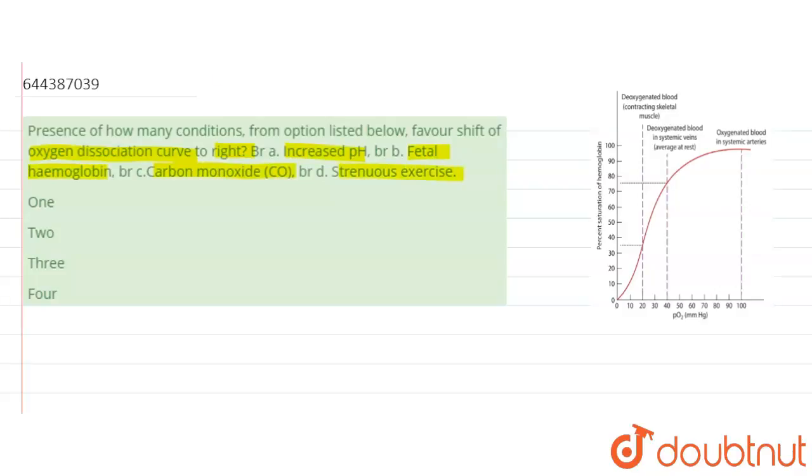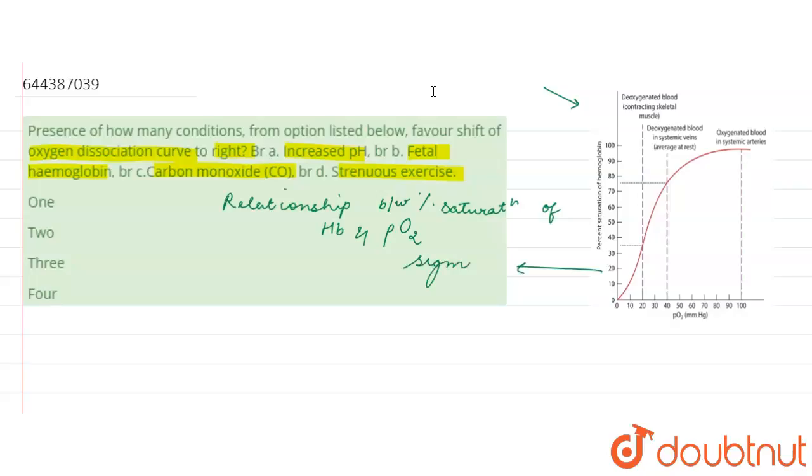Alright, so oxygen dissociation curve is the relationship between the percent saturation of hemoglobin and partial pressure of oxygen. As you can see in this figure, on the y-axis we plot the percent saturation of hemoglobin, and on the x-axis we plot partial pressure of oxygen. This shape is the sigmoid shape.